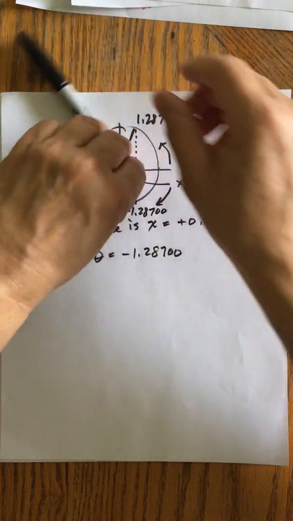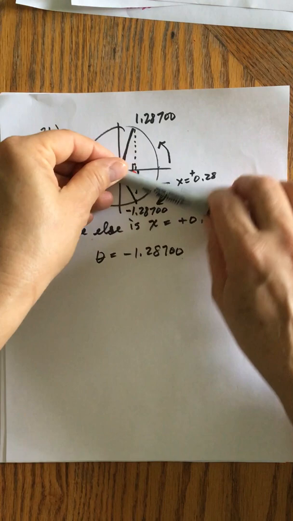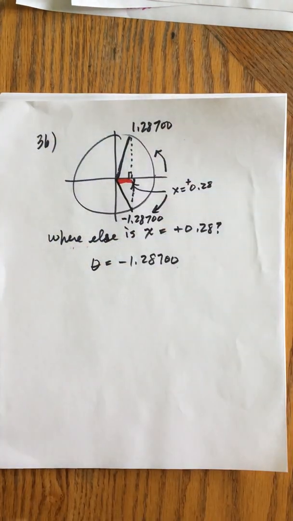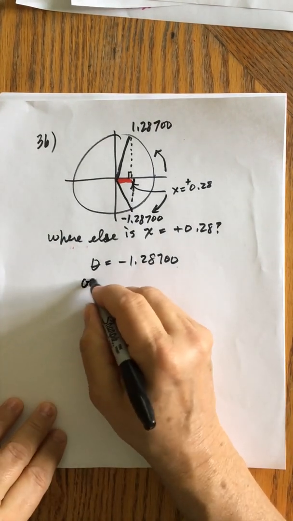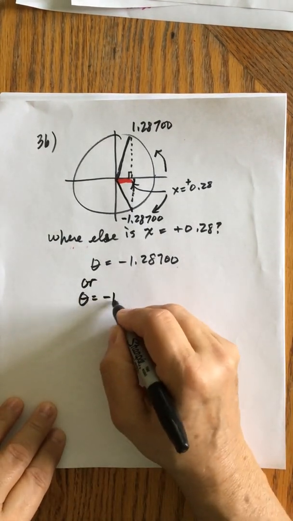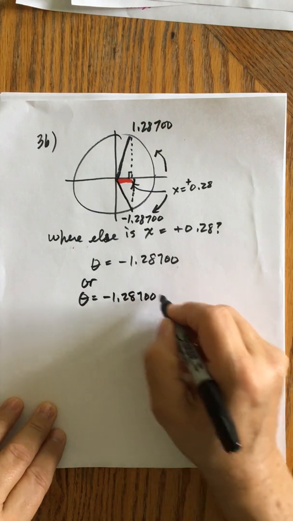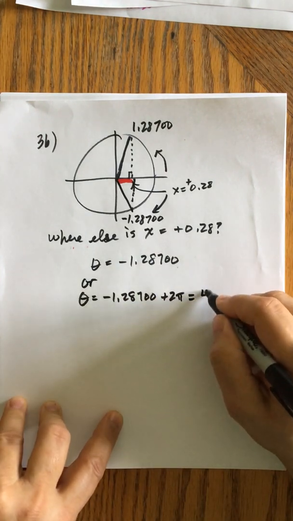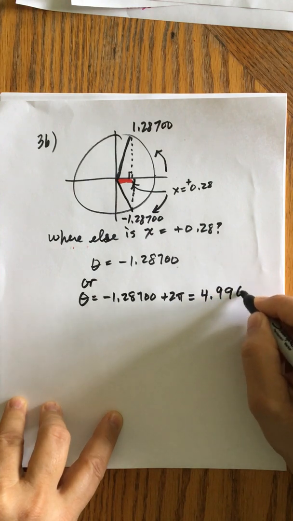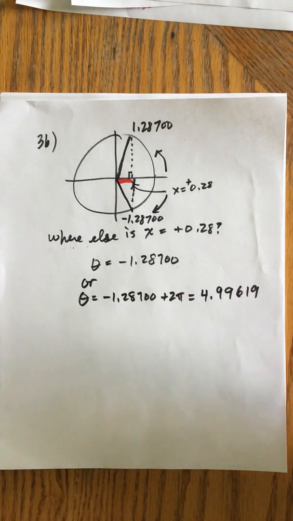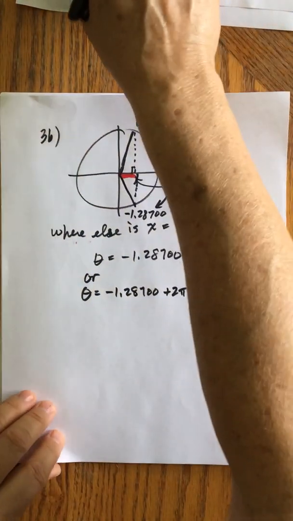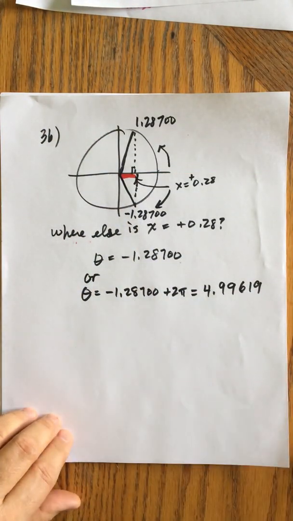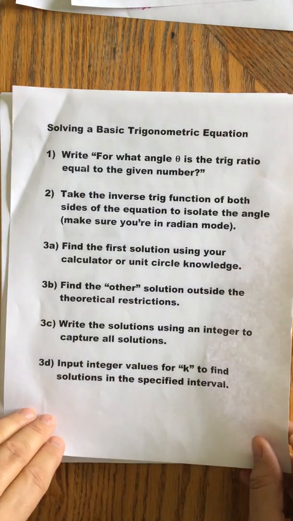I add 2 pi to it. So I go 2 pi all the way around and then come back this way, right? So that's the same thing as taking this and adding 2 pi. So I could say, or theta equals negative 1.28700 plus 2 pi to get the coterminal angle, which is 4.99619, right? Both are fine, right? So because the book tends to deal with this, I'll go ahead and use this, but this is just fine. So that's 3b, find the other solution.